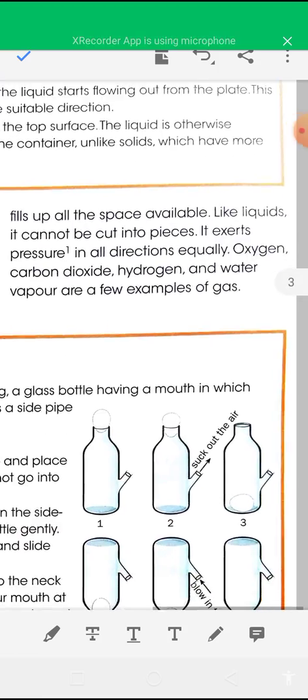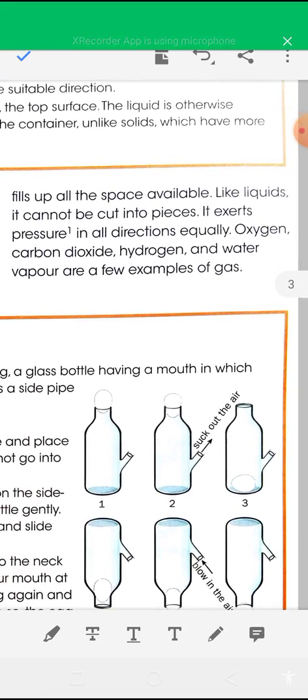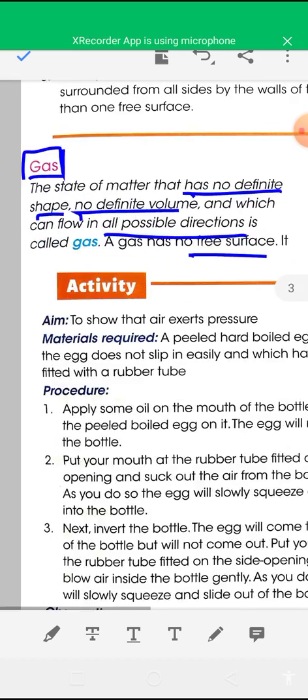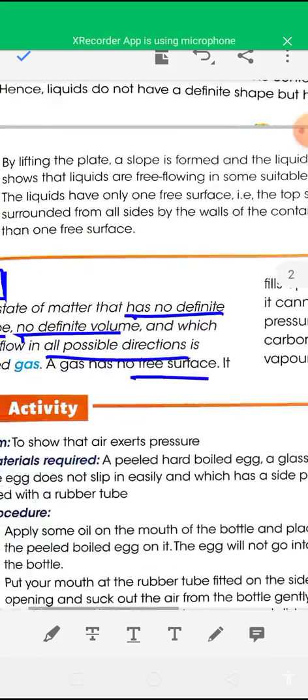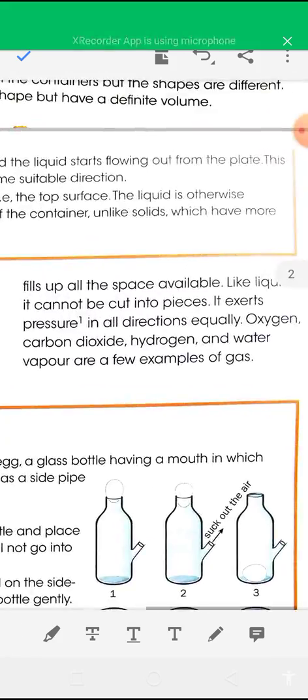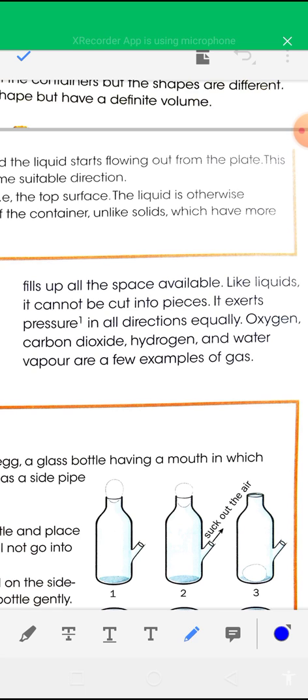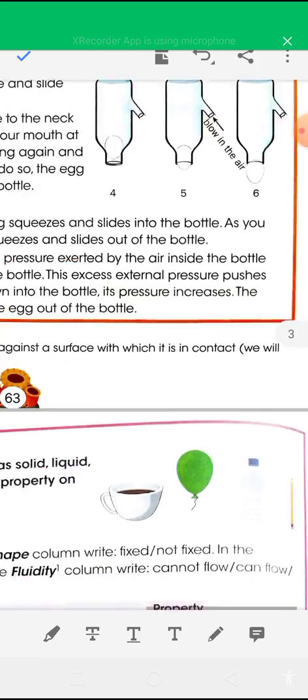Okay, so solid has definite shape and definite volume, liquid has definite volume but no definite shape, and gases do not have definite shape nor definite volume. And the gaseous state of matter fills up all the space available to it. Okay, examples of gas: oxygen, hydrogen, carbon dioxide, water vapor. These are some examples of gas.